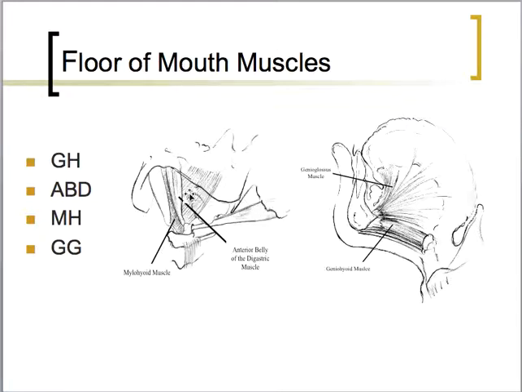This muscle here is the mylohyoid, and in this view you can see the jaw, the teeth, and this is geniohyoid going from the genium of the mandible down to the hyoid, and this is the genioglossus, again going from the genium of the mandible into the tongue.